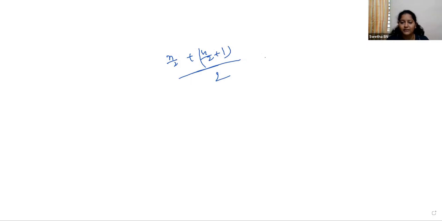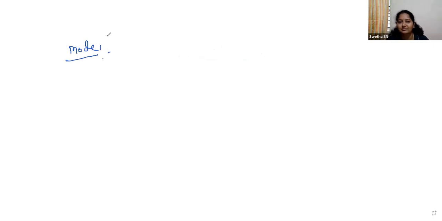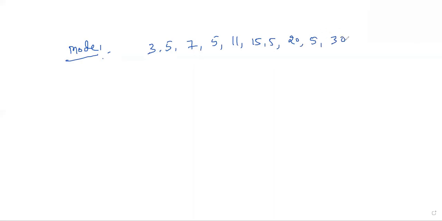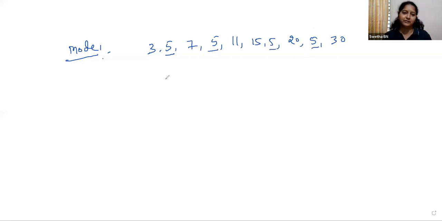And next, mode. What is mode? I'll give you an example. For example, 3, 5, 7, 5, 11, 15, 5, 20, 5, 30. Which is the mode here? Ma'am, 5. Yes, why? Because it is repeated, ma'am. How many times? 1, 2, 3, 4 times. The number which is repeated the maximum number of times is called the mode. So here, 5 is the mode.